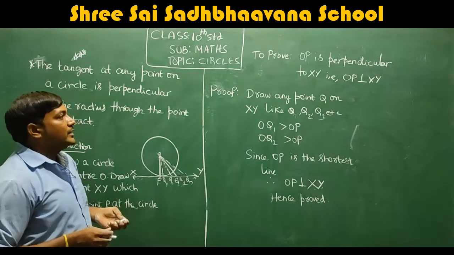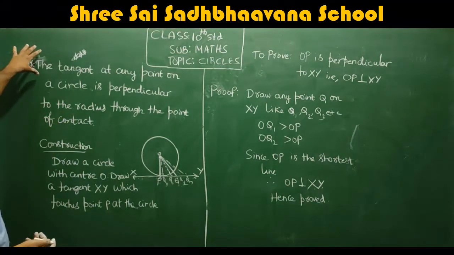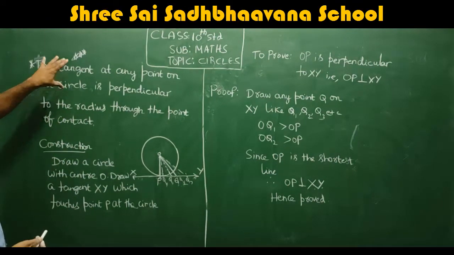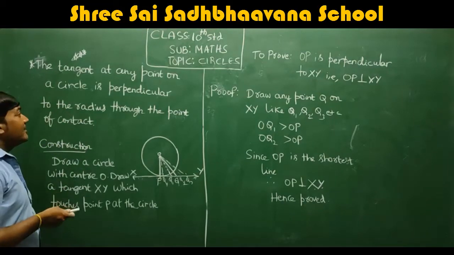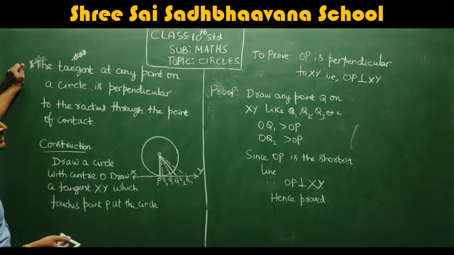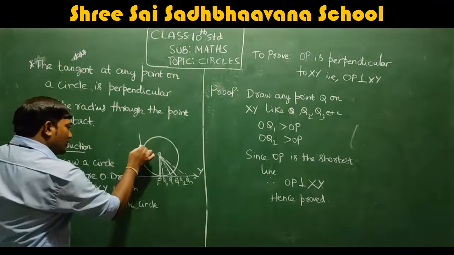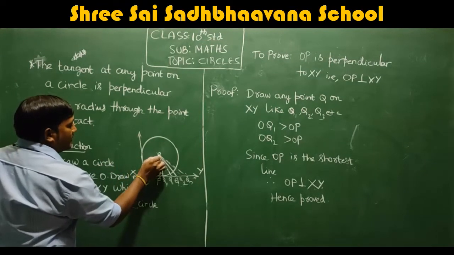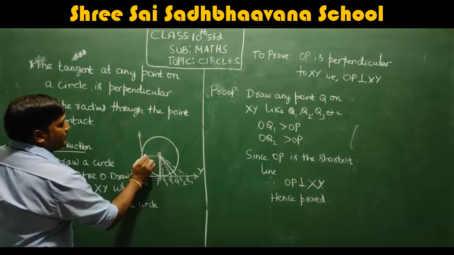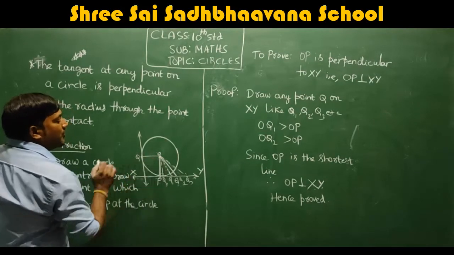Fine, I'll just explain once again what this theorem says we have to prove: the tangent at any point on a circle is perpendicular to the radius through the point of contact. Tangent at any point on the circle. It is not only here, you can even draw here also. If you draw here and draw one line here which passes through the point of contact.